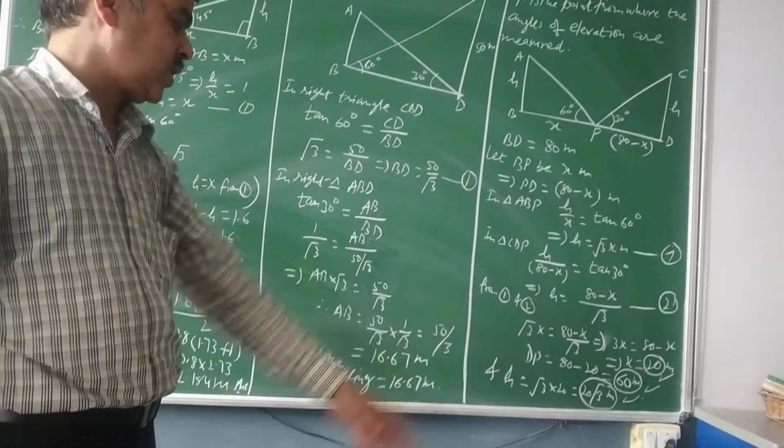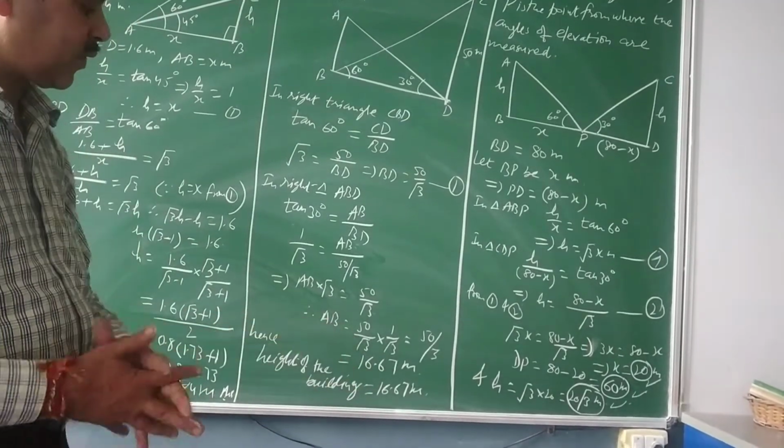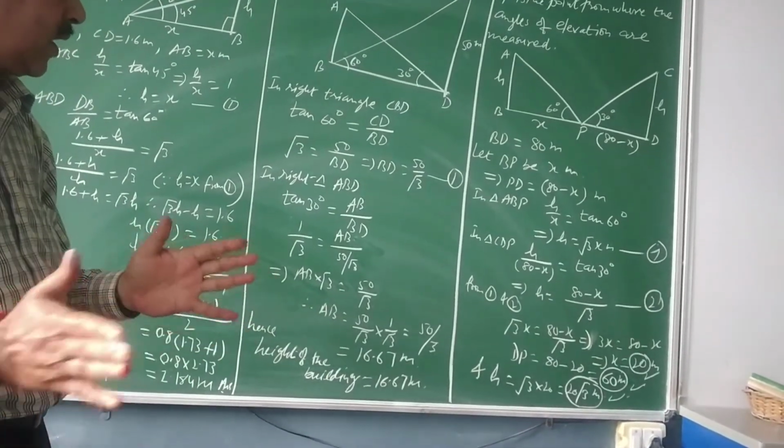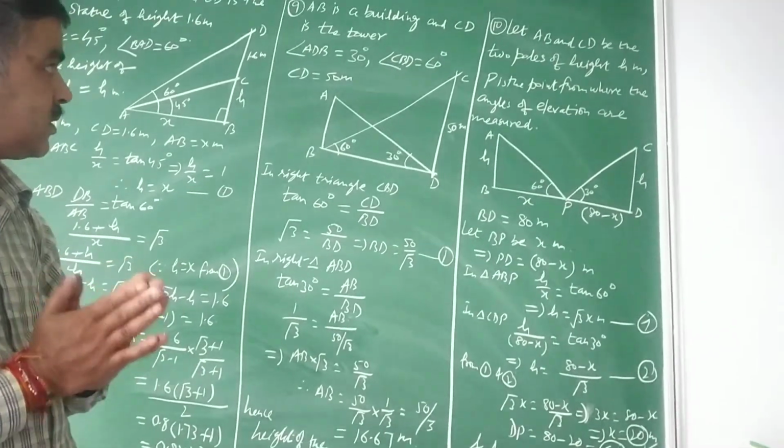If you go for this calculation, finally you will be getting the height of the building up to the second place of decimal. At least you should write your answer, and that will be coming 16.67 meters.